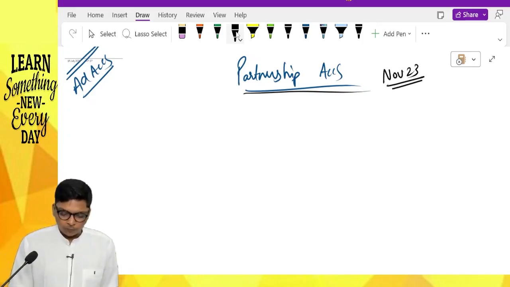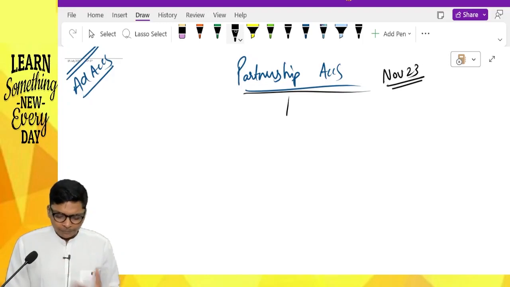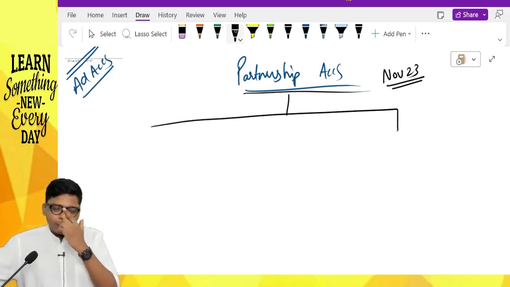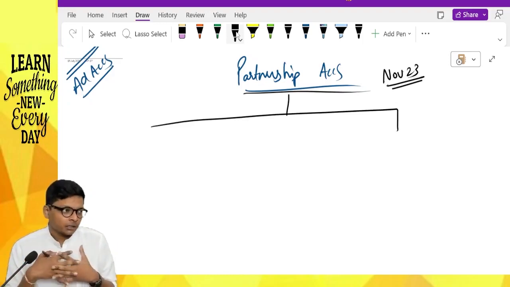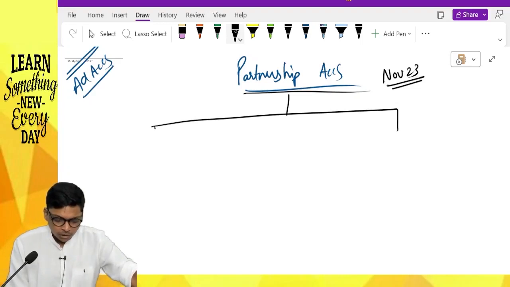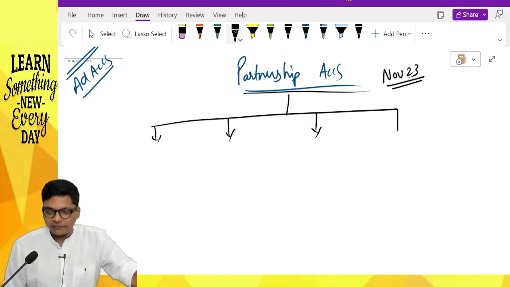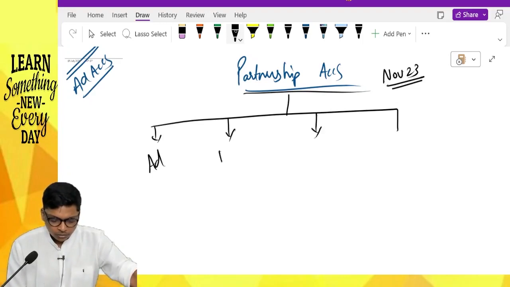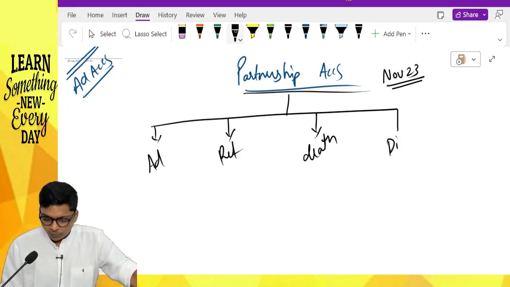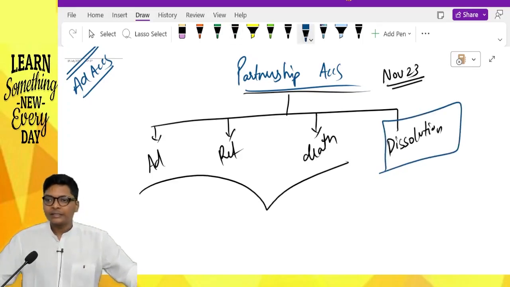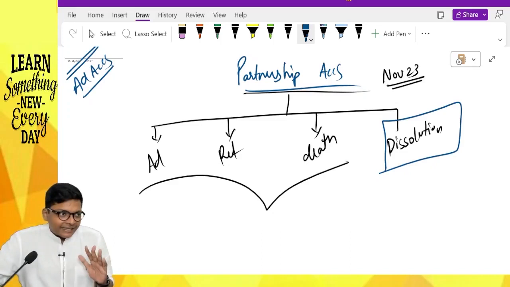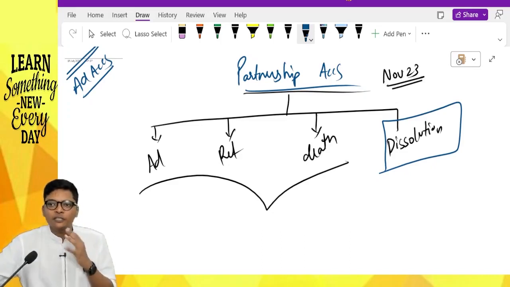Okay. Now, this chapter is pretty simple scoring area, and I usually like to take this after amalgamation because both are closely linked in terms of solving the sums. Okay. If you remember partnership, we have it from school: admission, retirement, death, dissolution. CA foundation had these three. We have only dissolution.